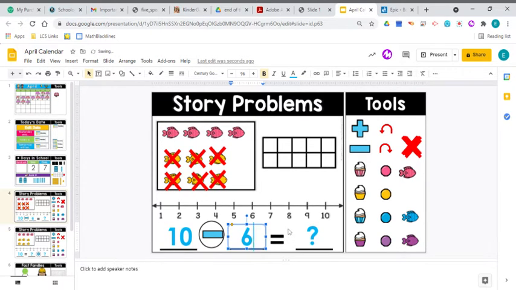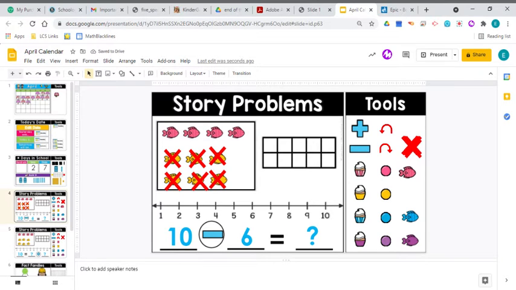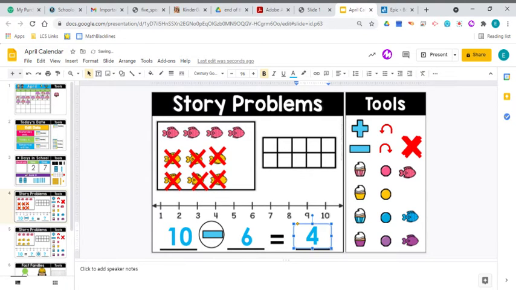Now, when you are solving a subtraction problem, you are solving to find out how many are left. So we have 10 minus 6. We started with 10. We got rid of 6. How many are left? 1, 2, 3, 4. 4 are left. 10 minus 6 equals 4.